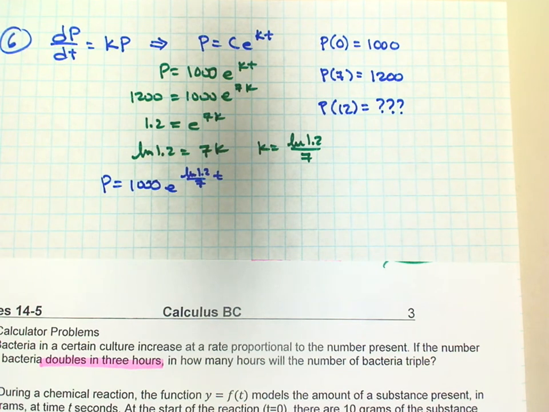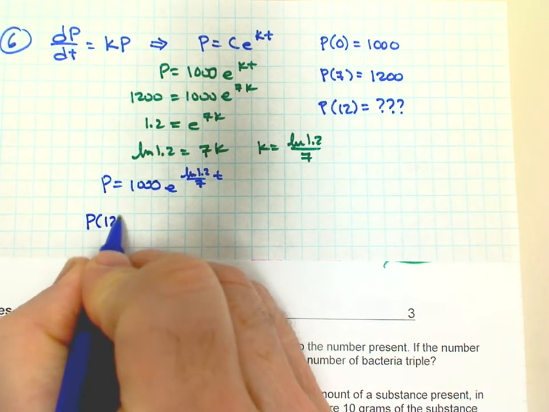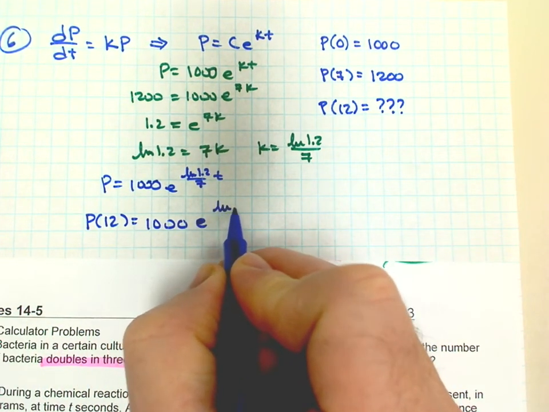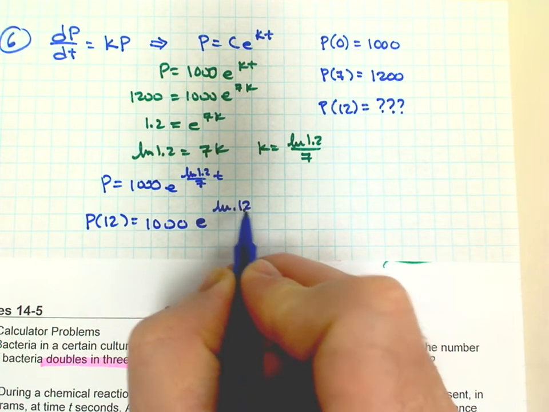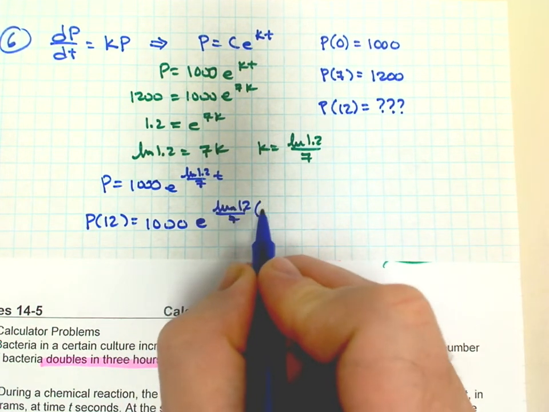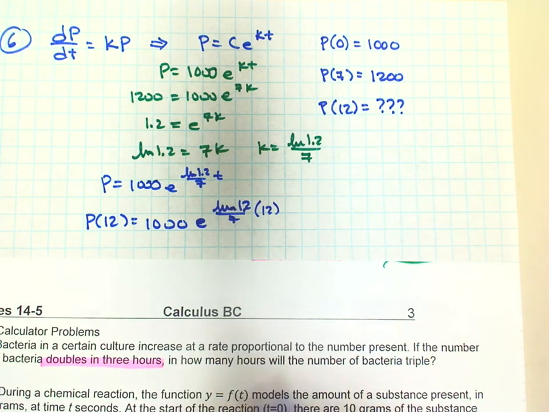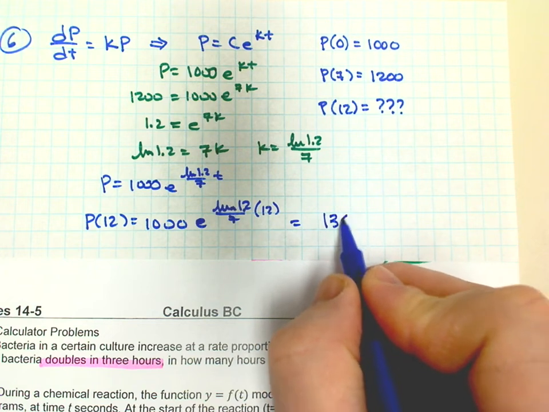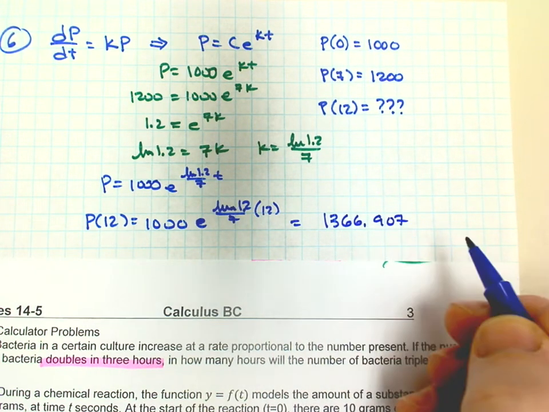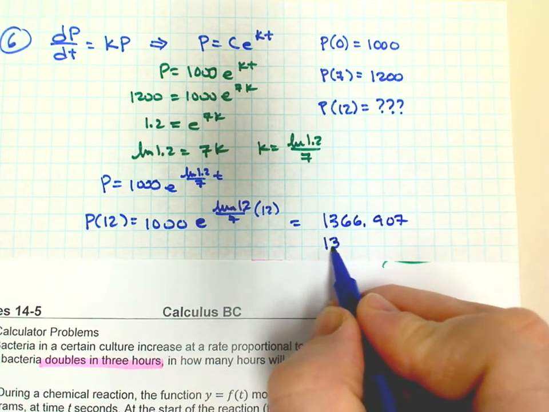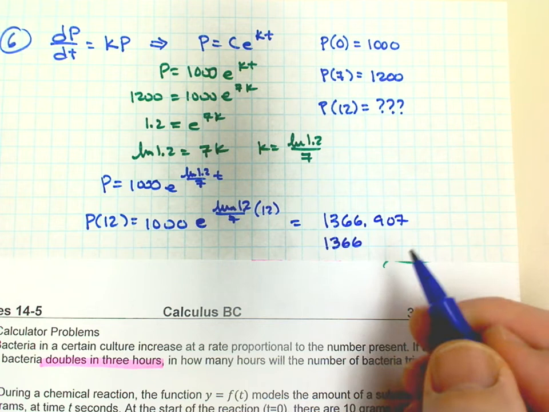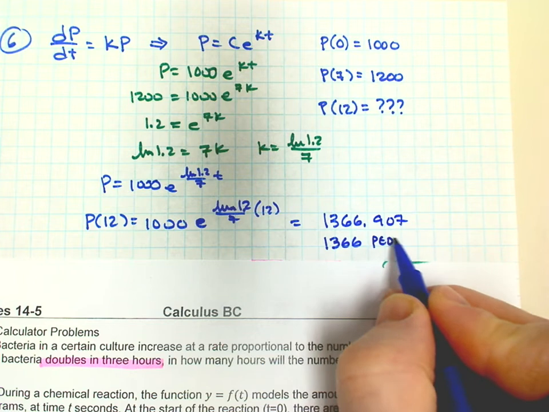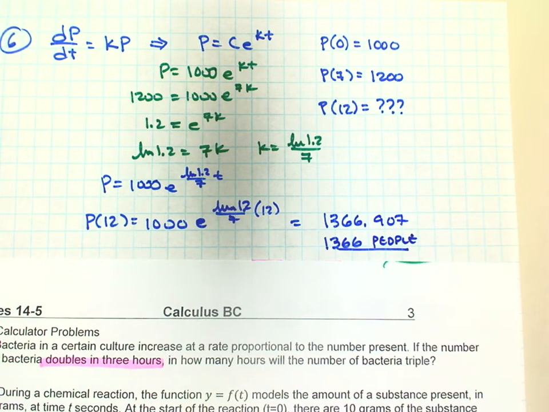Now, I think we're ready to find P of 12. Just a matter of using a calculator correctly. This will be e to the natural log of 1.2, in the right spot, divided by 7 times 12. If we put that in our calculator correctly, we should get 1,366.907, or typically we would probably round that. If it said round to the number of people, we haven't reached that next person, so that would be an acceptable answer for this one.